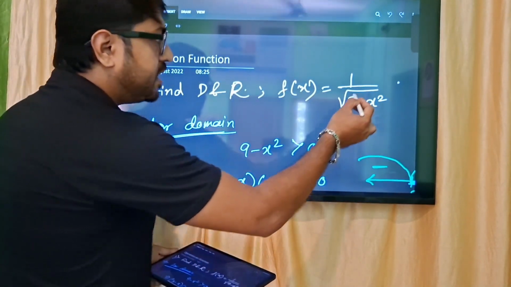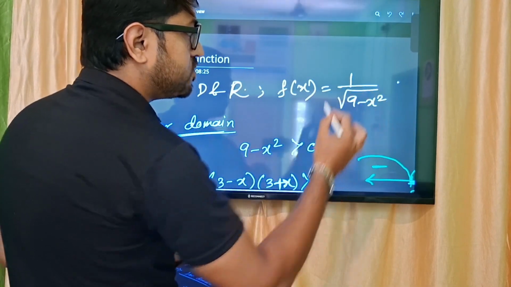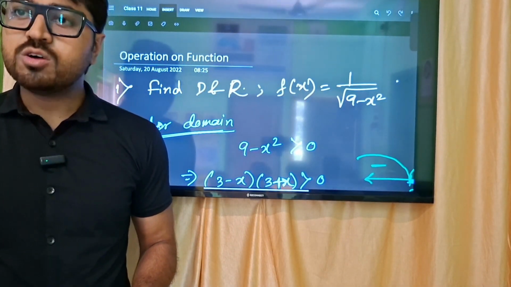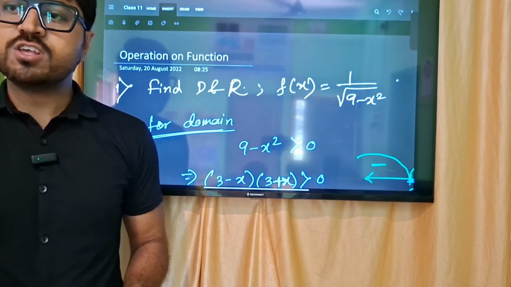For domain range, you know that it is a rational function as well as a root one. So root plus rational means the denominator cannot be 0 and the denominator cannot be negative. So the only condition is positive.